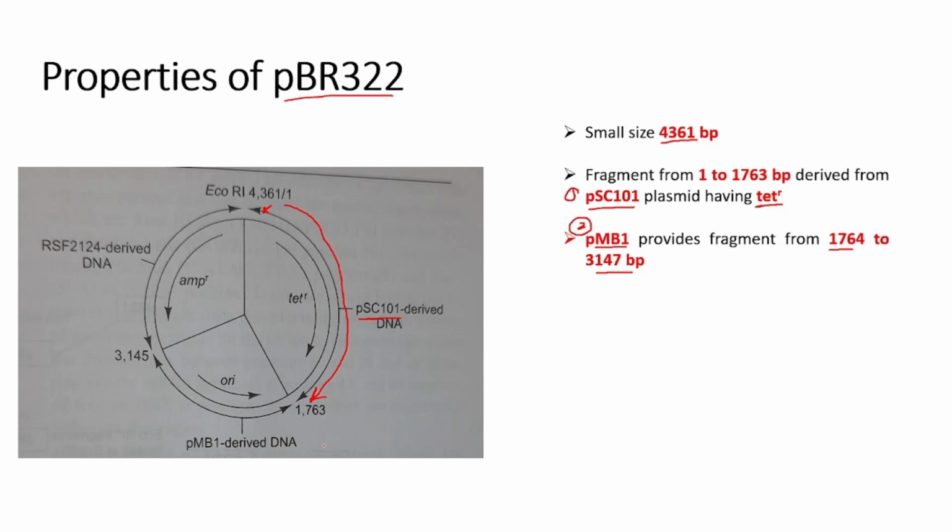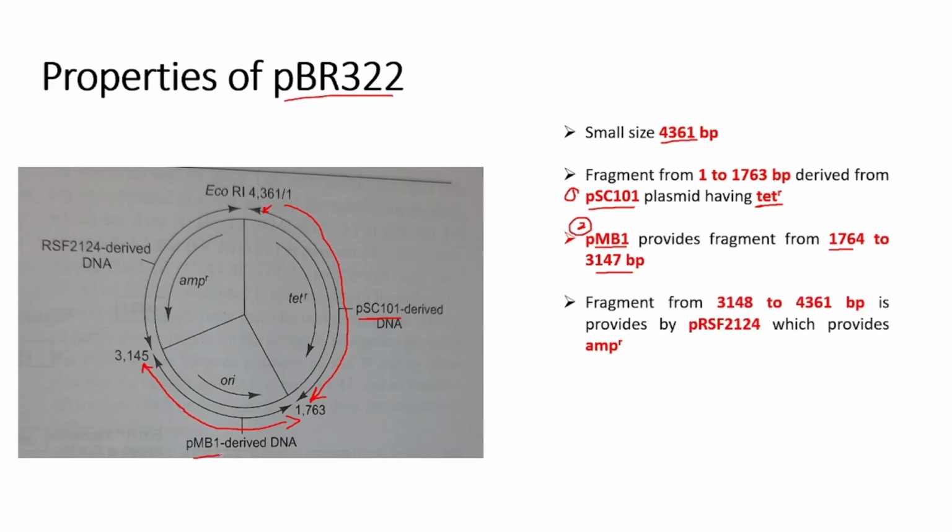Alright, so if you observe on the left hand side here, from 1764 base pair till 3147 base pair, up to here this fragment was derived from the second plasmid, which is pMB1. Alright, and the last fragment from 3148 base pair to 4361 base pair has been derived from a third plasmid, which in this case is pRSF2124, and this fragment also carries the ampicillin resistance gene.